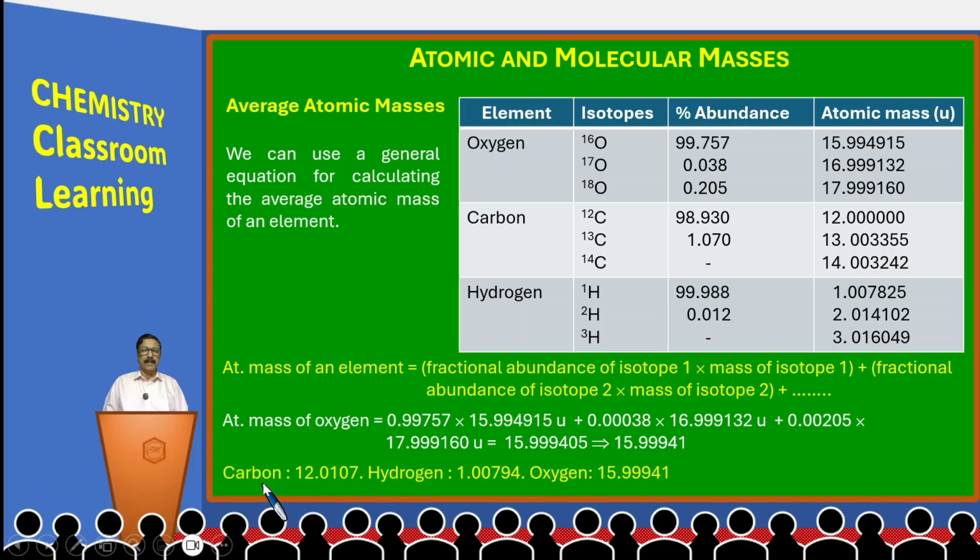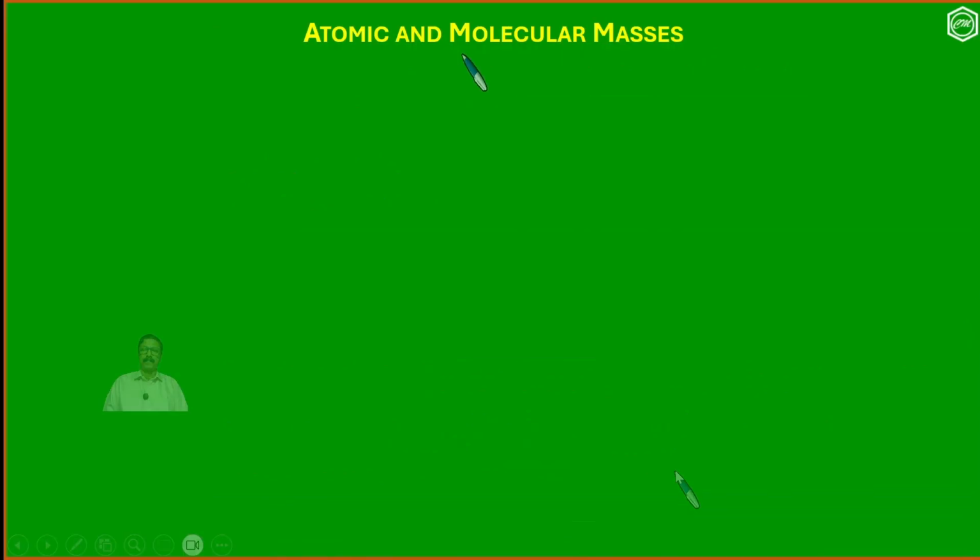Similarly, we can calculate the average atomic mass of carbon as 12.0107. Only for carbon 12, the atomic mass is a whole number. For hydrogen, it will be 1.00794 and oxygen it is 15.9941.